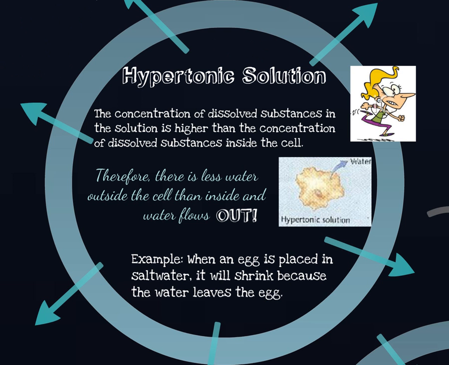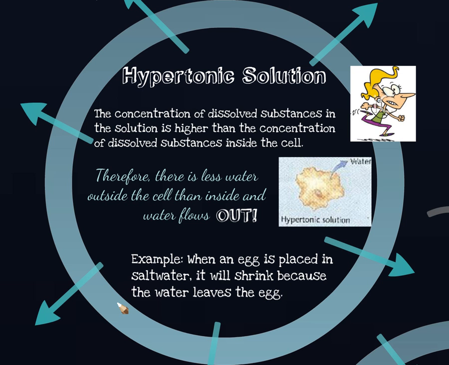So a hypertonic solution means the concentration of dissolved substances, the solute potential in the surrounding solution, is higher than the concentration of dissolved substances, the solute potential inside the cell. So we've got a greater solute potential, as a negative value, more solutes out here than inside the cell. So essentially there's less water. Now it's not less by quantity, but a lower concentration of water outside the cell than inside, and so water will flow out.